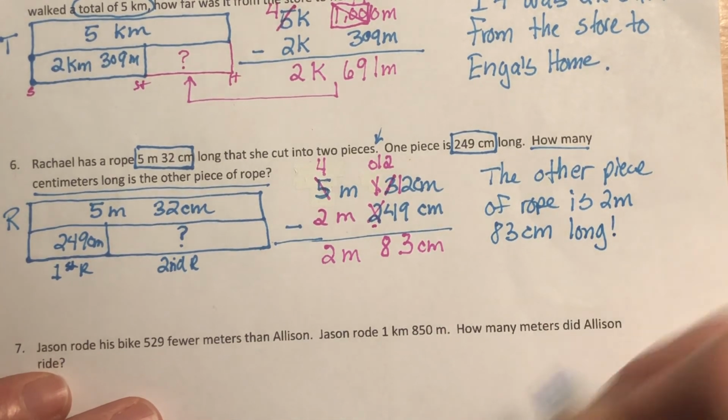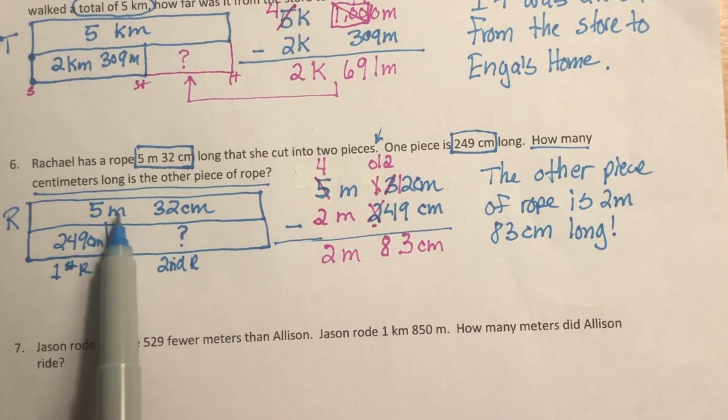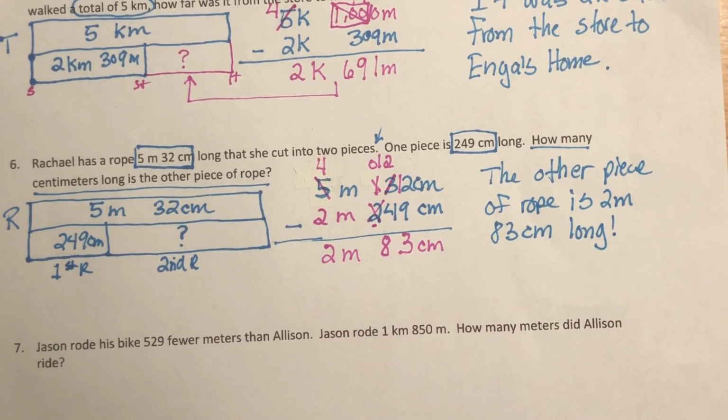Okay? Now, there's another way I could have done this. I could have just made this 5 meters, 32 centimeters all into centimeters, okay? Could have made that whole thing into centimeters and just did 532 centimeters minus 249 centimeters, and that might have been an easier way to do that, okay? And we could show you that on the board. Teachers could show you how to convert that and do it that way.